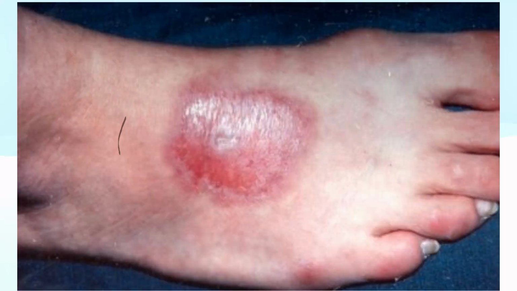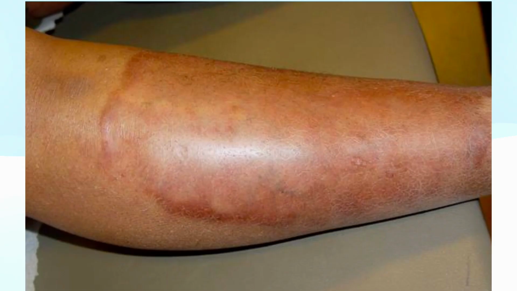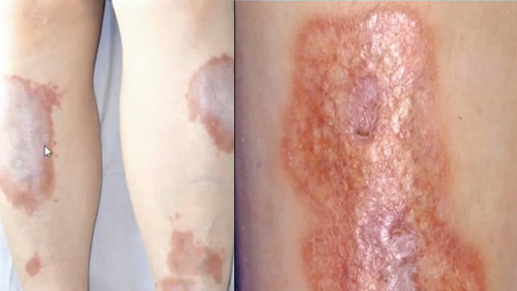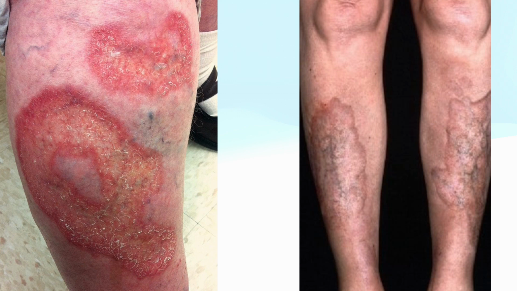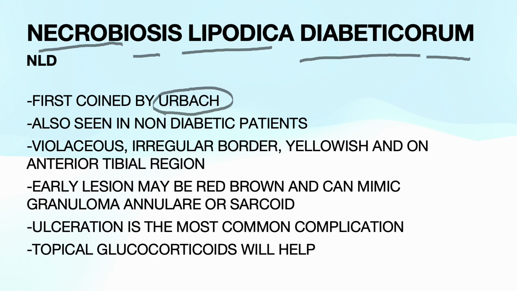Here we go. See this lesion, and yeah, you want a clue? He is a diabetic. See here, see these irregular borders, a waxy type lesion. You got it? You should. This is nothing other than NLD, necrobiosis lipoidica diabeticorum. This was first coined by Urbach. If you are interested in medical history, you can know that. It is also seen in non-diabetic patients. Nowadays, you won't see this kind of lesion in diabetic patients because it's very hard to find these things.